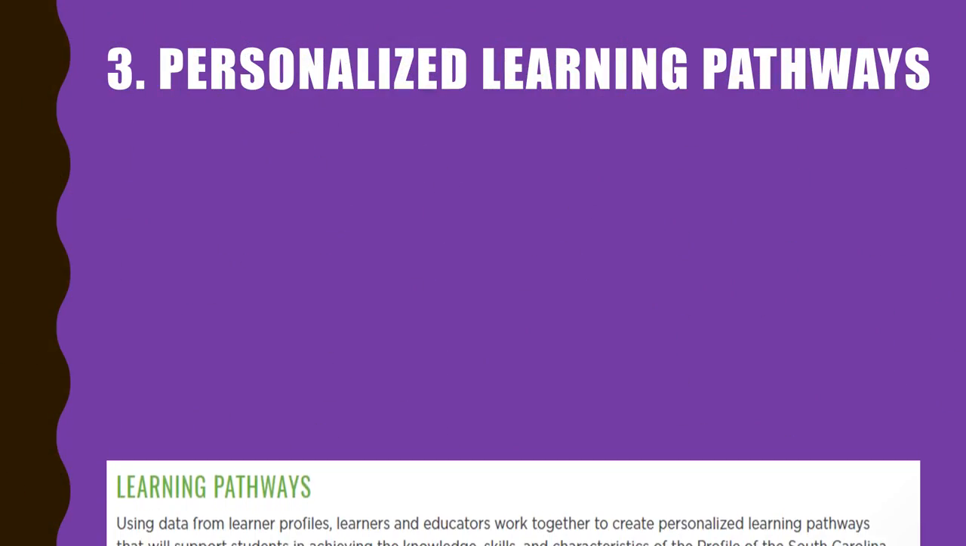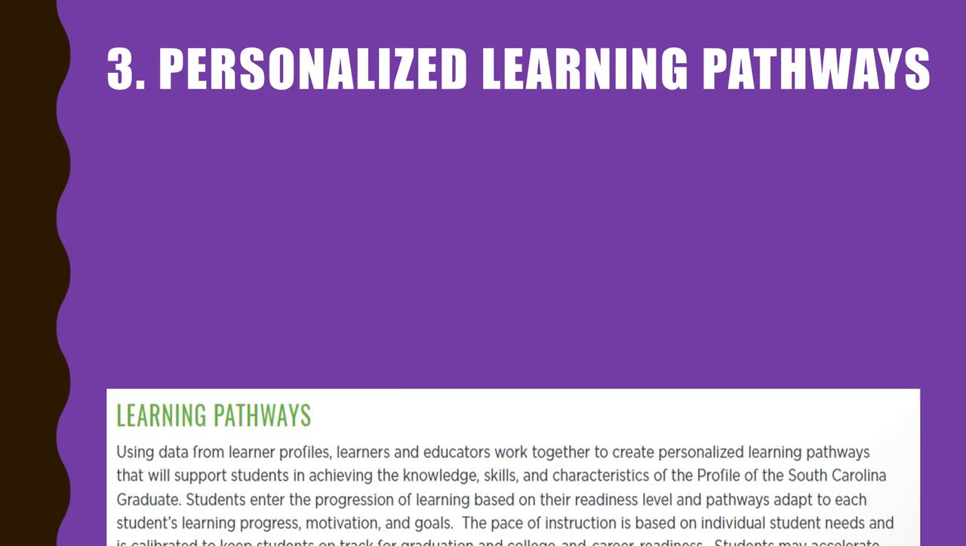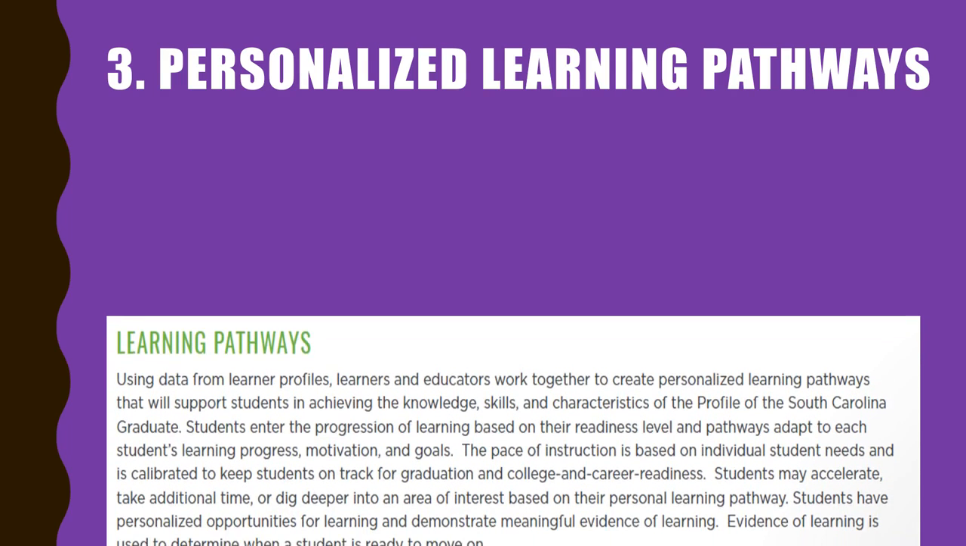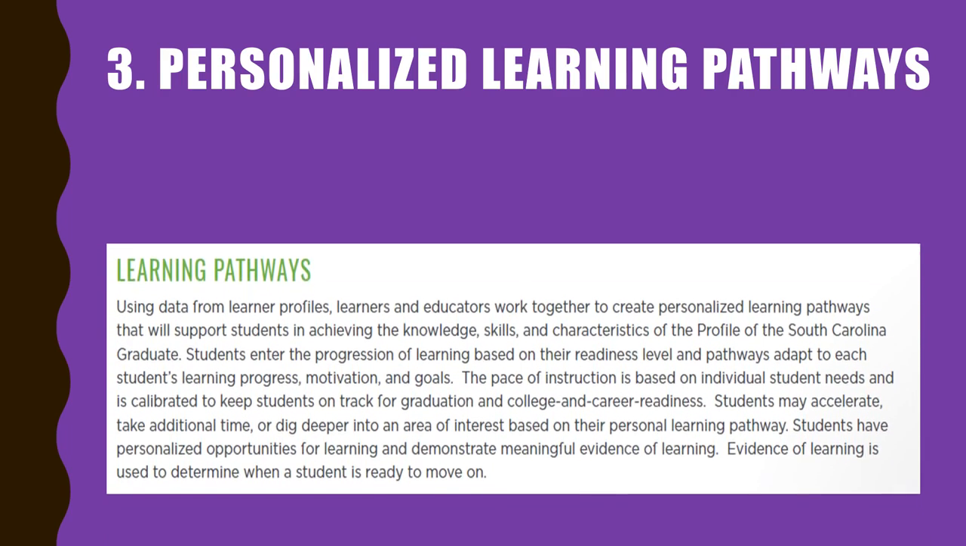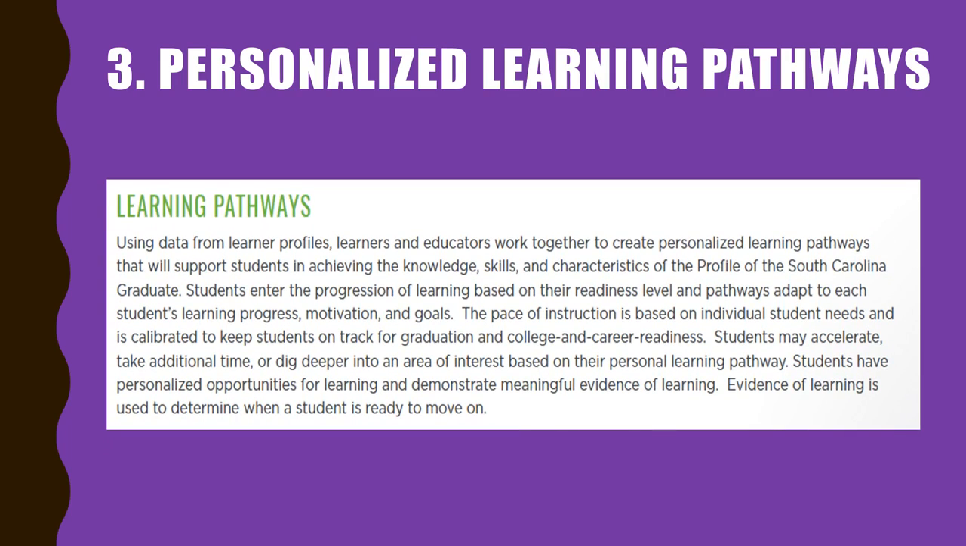Based on the information from the learner profile that was co-created by the teacher and student, the instruction will be personalized to that unique student. Each student can be working on different things in different ways at the same time on their own learning pathway. Students enter the progression of learning based on their readiness level, and pathways adapt to each student's learning progress, motivation, and goals. Evidence of learning is used to determine when a student is ready to move on.